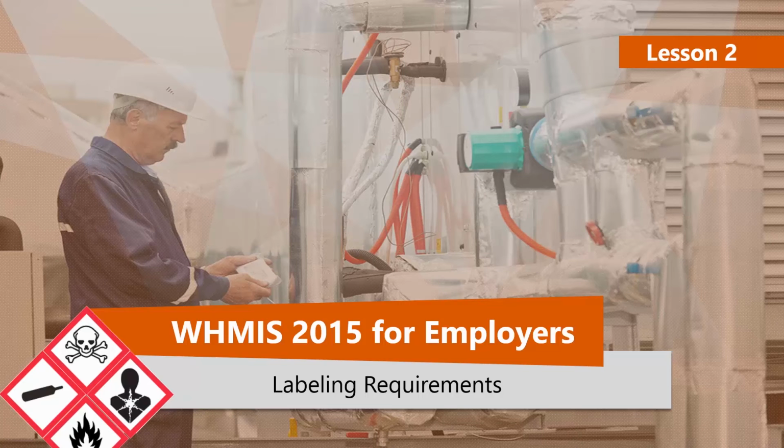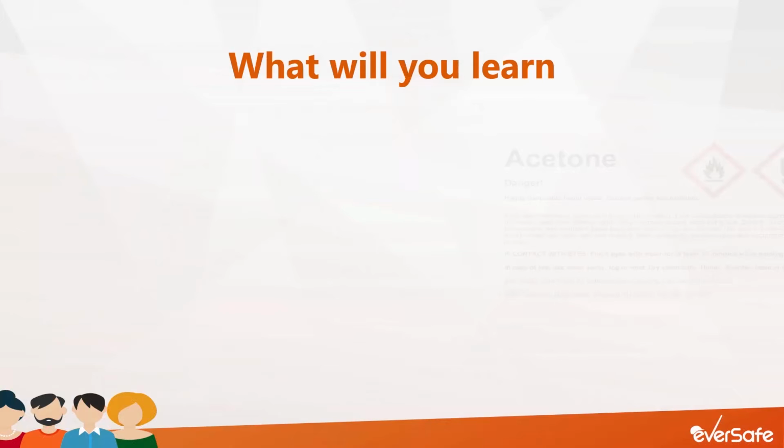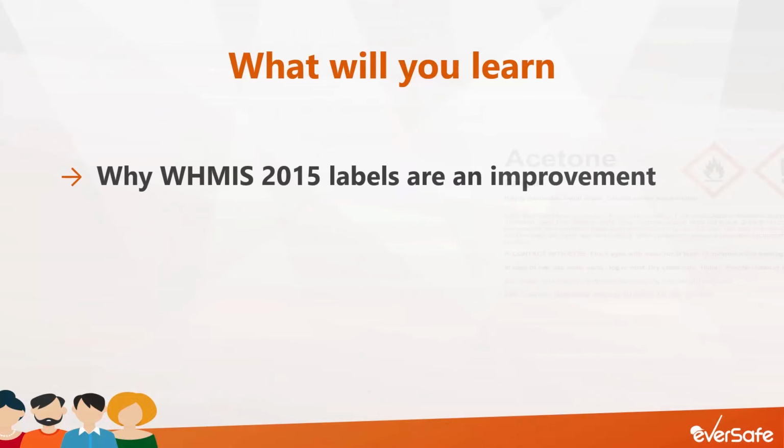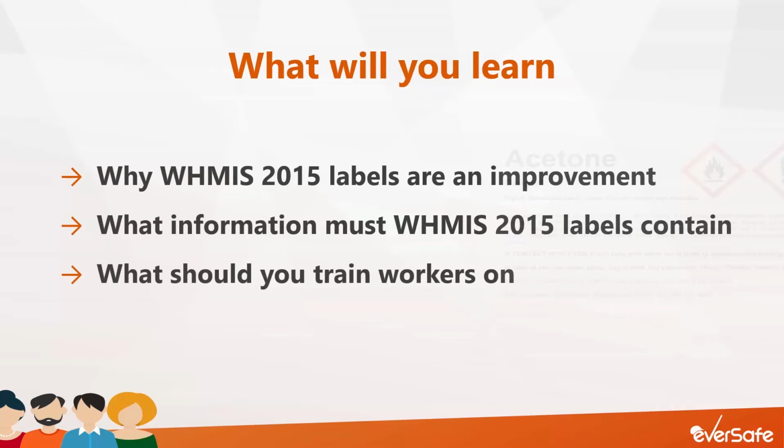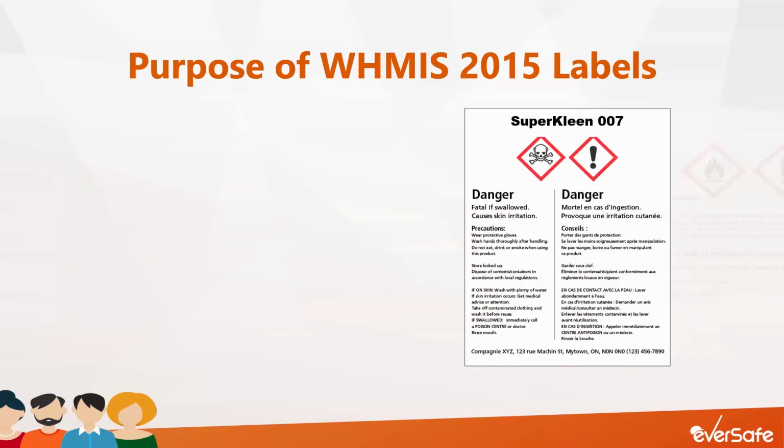Labeling of products has always been a fundamental WHMIS element and has no doubt helped in preventing workers from getting sick or hurt since WHMIS first went into force in 1988. As with anything though, there's always room for improvement. By the end of this lesson, you'll understand why the new labels are an improvement over the old ones, what's required to be displayed on WHMIS 2015 labels, and what information needs to be communicated to your workers.